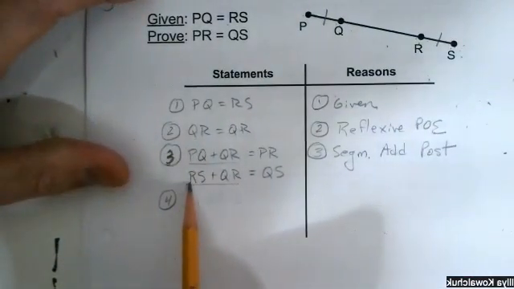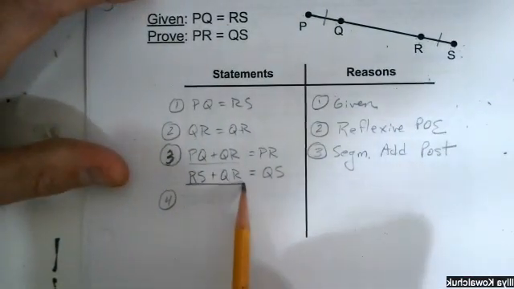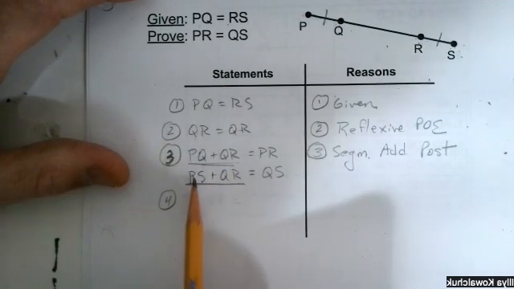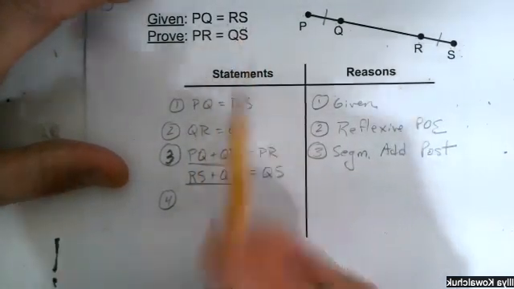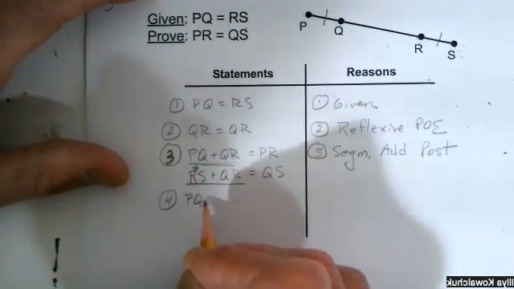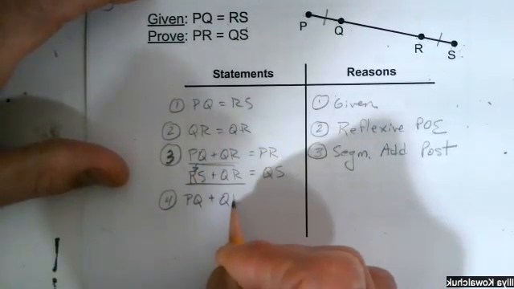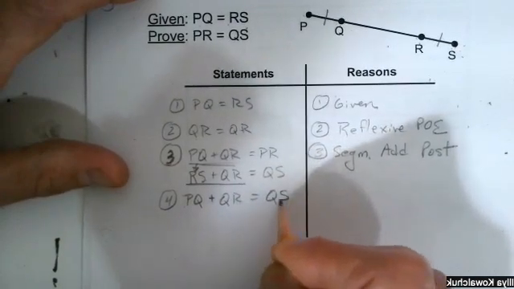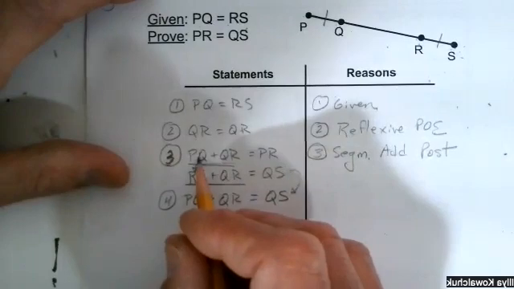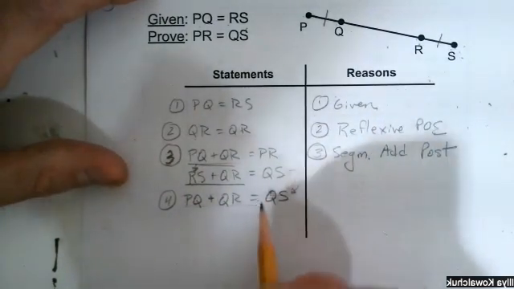I need to change this step here so that it's the same as this step here, because PQ and RS are equal to each other from my givens. So I'm just going to substitute in PQ for RS here. So I have PQ plus QR equals QS. So really I just took this line here and substituted in PQ for RS and rewrote it here.